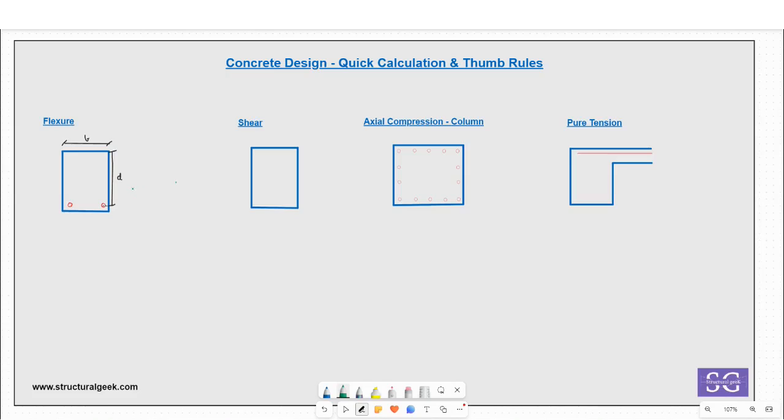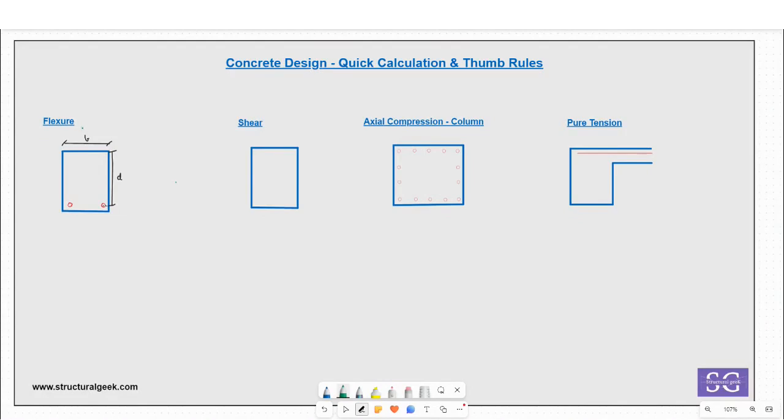Many times as a structural engineer, you are required to do quick rough calculations, especially over initial discussions with the architect or any other consultant that you're having. In those cases, you need to make approximate calculations which can give you a fair insight about the concrete capacity that you have. So let's take an example.